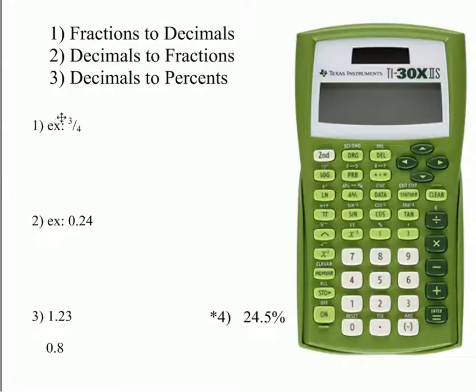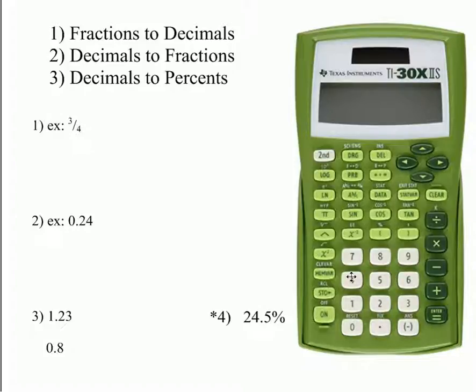My first example is 3/4. So I'm going to put in 3/4 in my calculator using the ABC key. So 3 ABC 4, to type it in one more time. 3 ABC 4. That should get me a fraction on my screen.